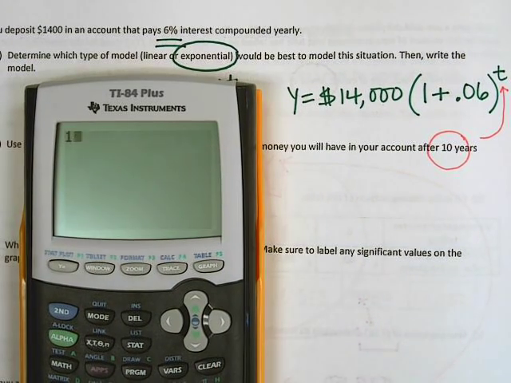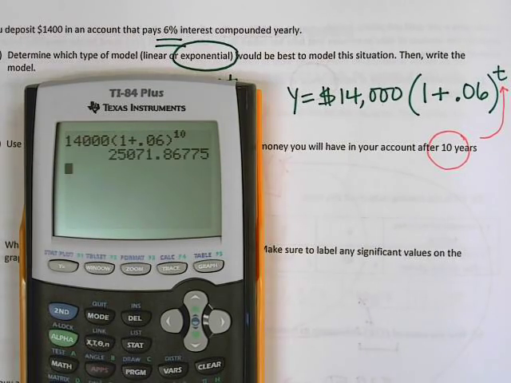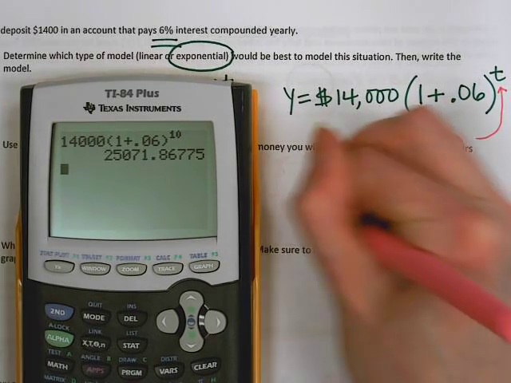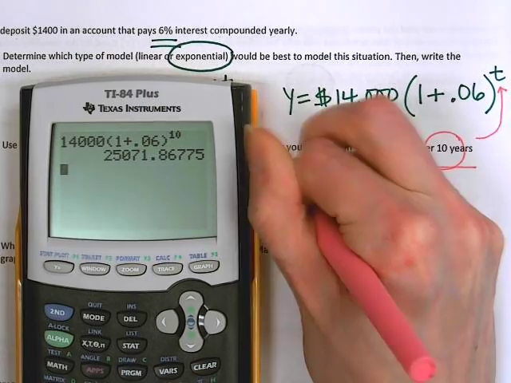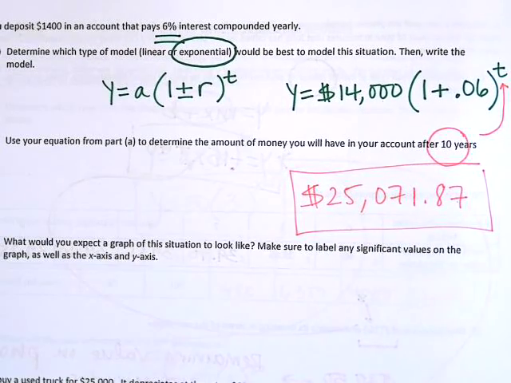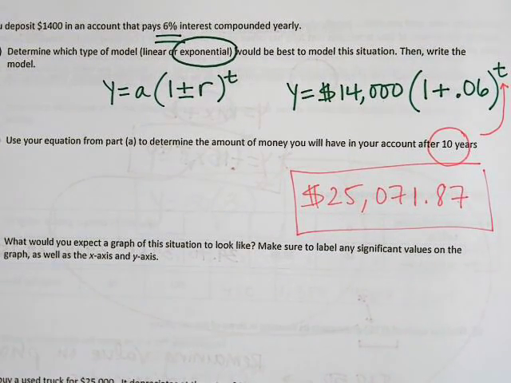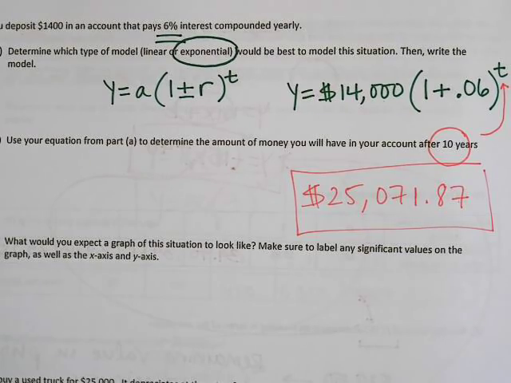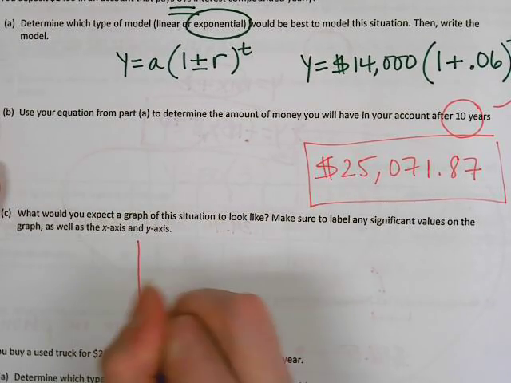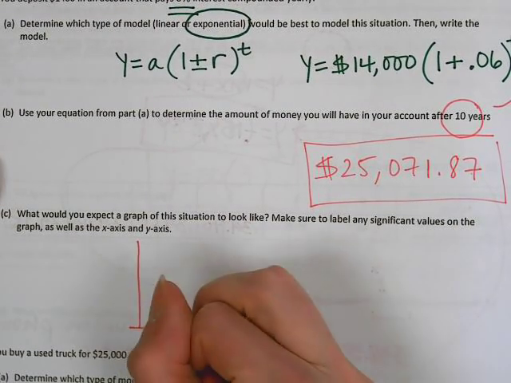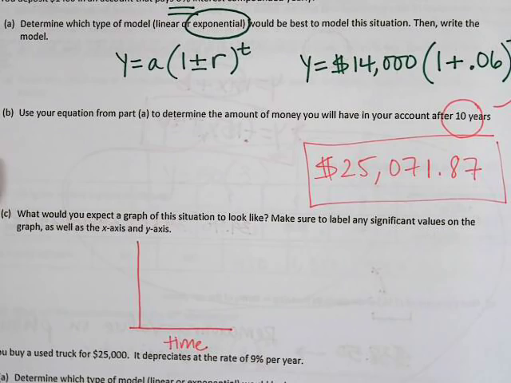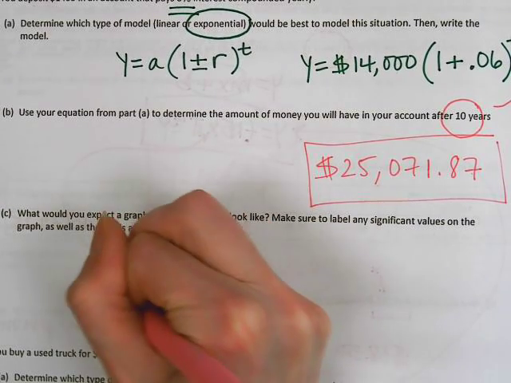All right, so let's see, $1,400 times 1 plus 0.06 raised to the 10 power. And that means you will have $25,071.88 approximately. Okay, and then part C is just a quick sketch. So let's draw our x and y axis. Let's do our labels. The x value is time, and the y value is money.